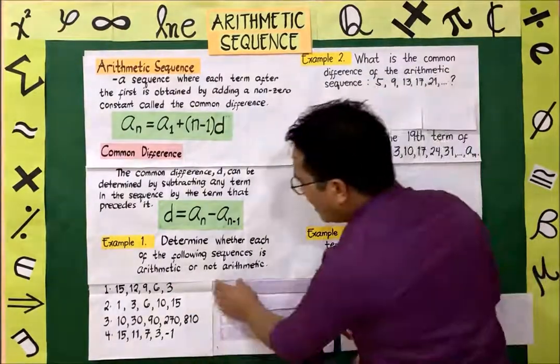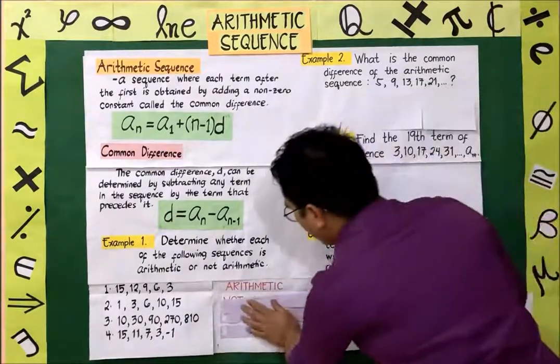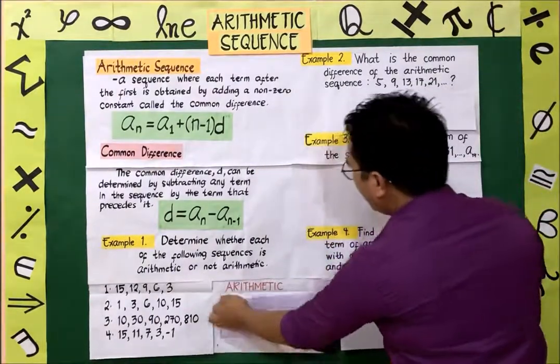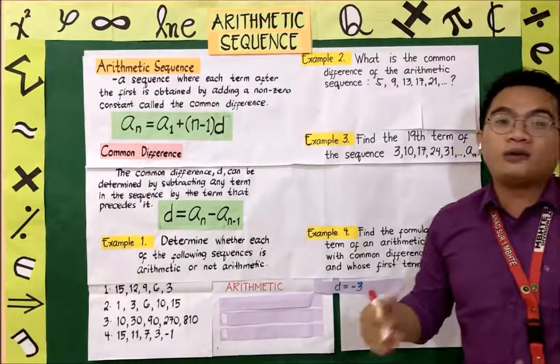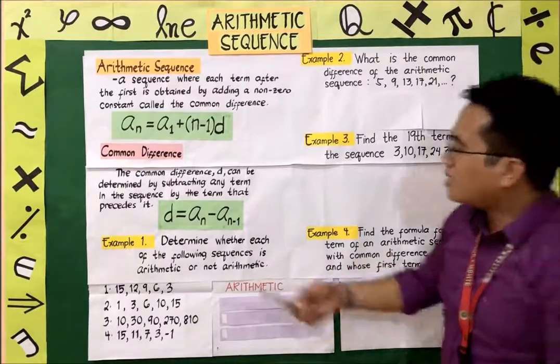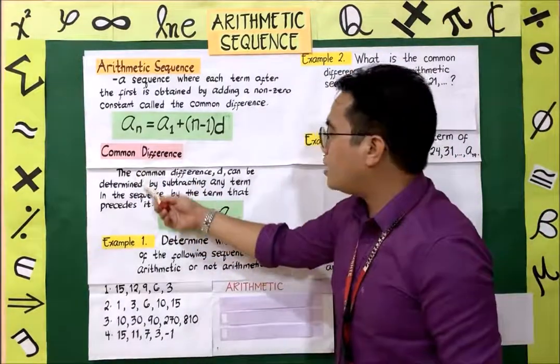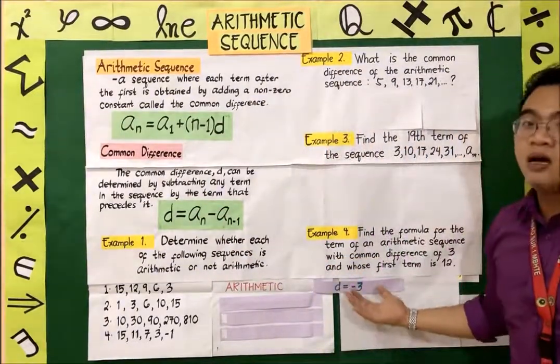So, number 1, what is number 1? So, number 1 is an arithmetic sequence. Why? Bakit siya arithmetic sequence? So, arithmetic sequence siya kasi meron siyang common difference na negative 3. So, paano ba yun siya? So, gagamitin natin yung definition ng common difference kasi pag sinabi mong arithmetic sequence, kailangan meron siyang common difference.